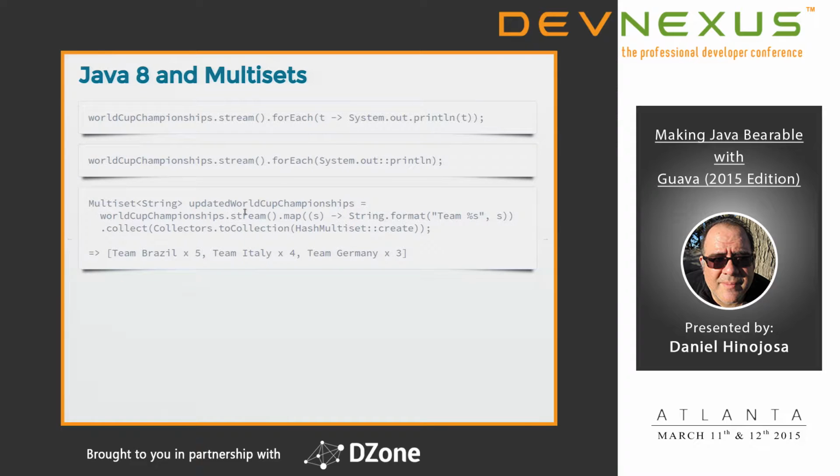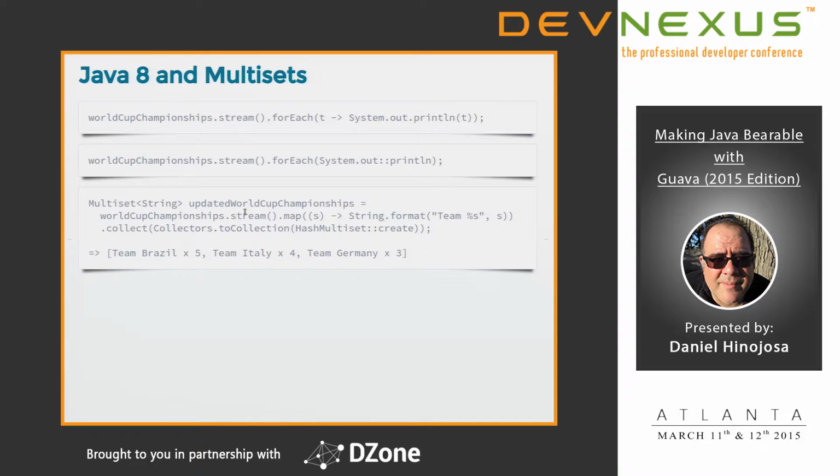So given a World Cup Championships, I'm going to call a stream. This is going to return to me a stream object that I can do filter, flat map, map, for each, and different things like that. So in this case here, I'm going to take that stream object and I'm going to call for each on it. And for every element that's in there, in line, I'm going to call system.out.println. Okay, that's what's seen up there. That's all Java 8 and how it works with Guava.